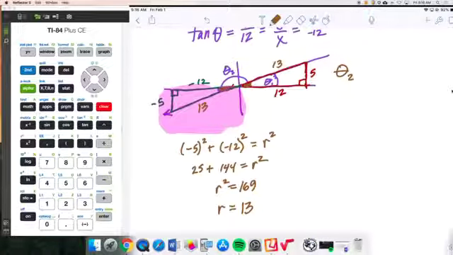No, there's no dumb questions. Oh, yeah, that one was dumb. No, the radius? Yeah, r is always positive.